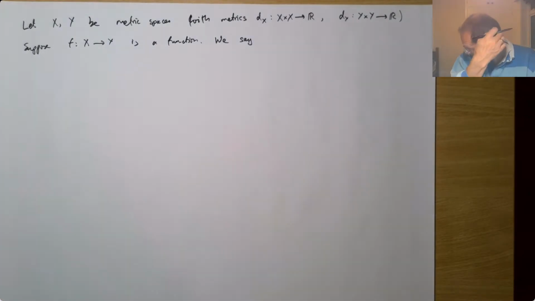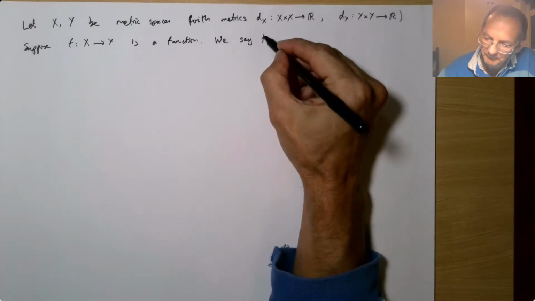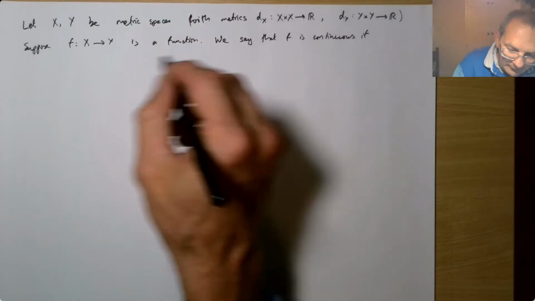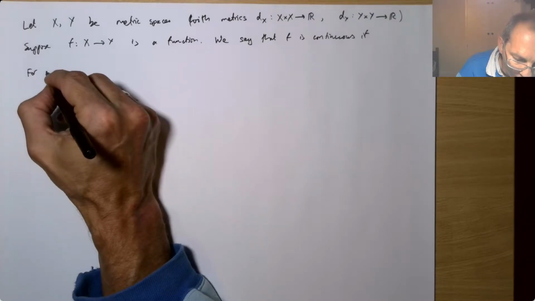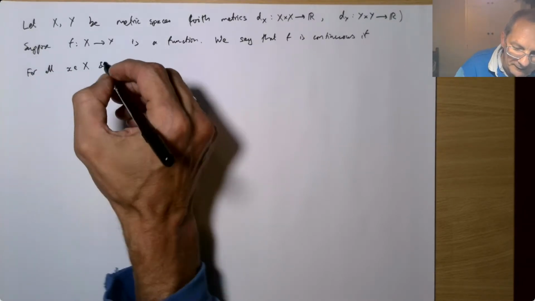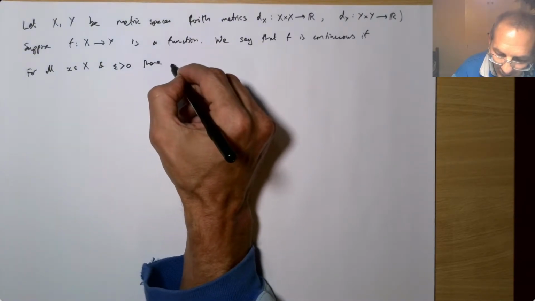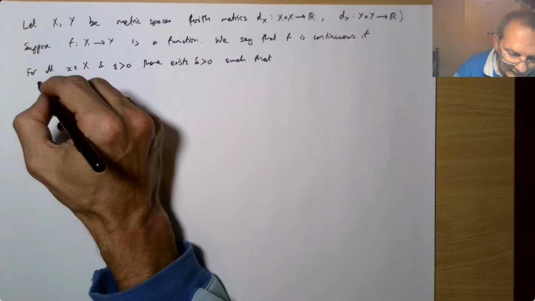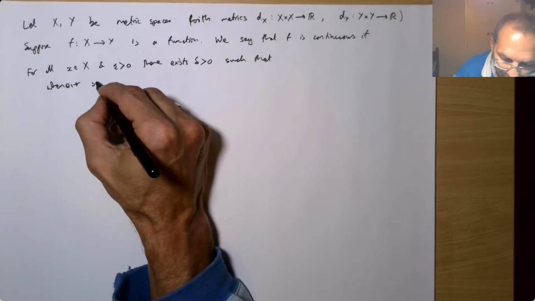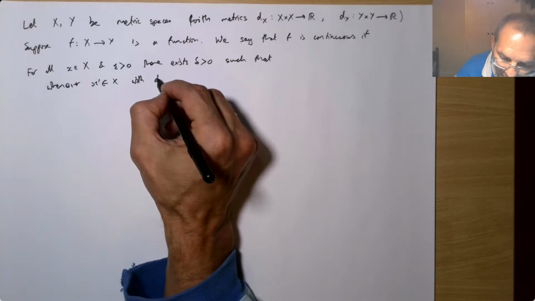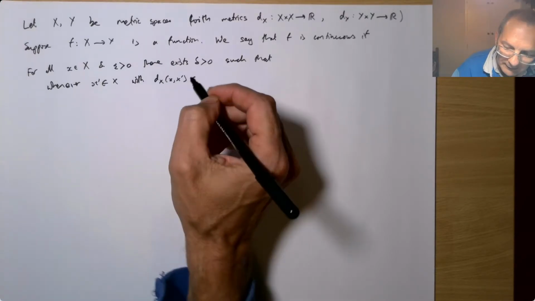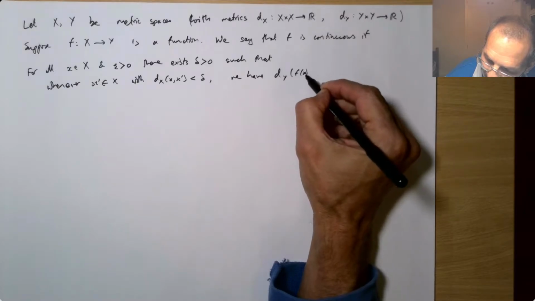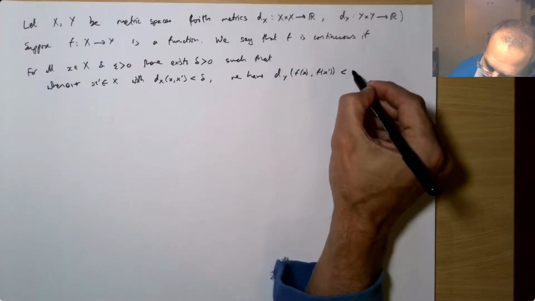So here's the usual metric space definition of continuity. f is continuous if for all points x in X and epsilon greater than 0, there exists delta greater than 0 such that whenever x prime is in X, with the distance in X between x and x prime less than delta, we have the distance in Y between f of x and f of x prime is less than epsilon.